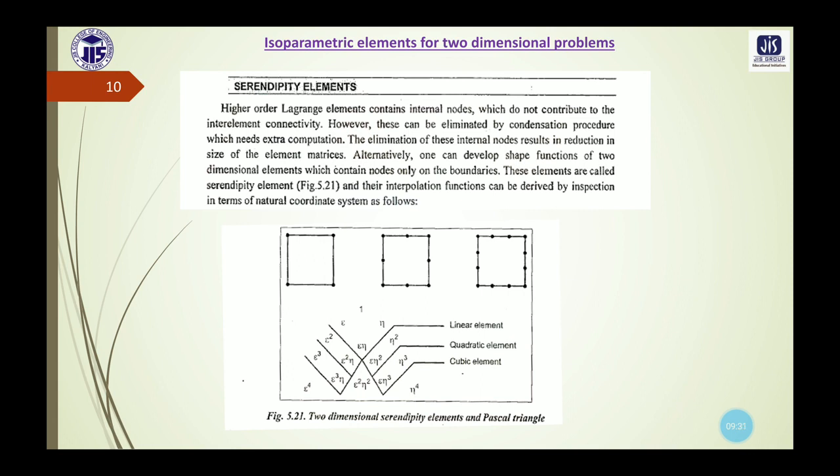On the other hand, one can develop the shape functions of two-dimensional elements which contain nodes only on the boundaries. These elements are called serendipity elements, and their interpolation functions can be derived by inspection in terms of the natural coordinate system. So this is the concept of the serendipity element. In a simple manner we can say that it is the shape function of a two-dimensional element which contains nodes only on the boundaries.